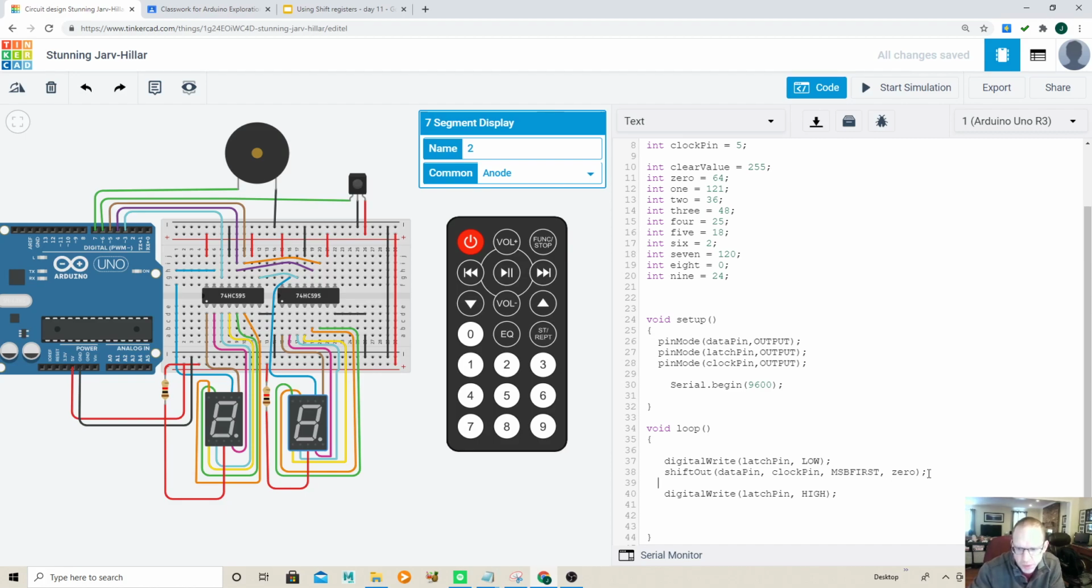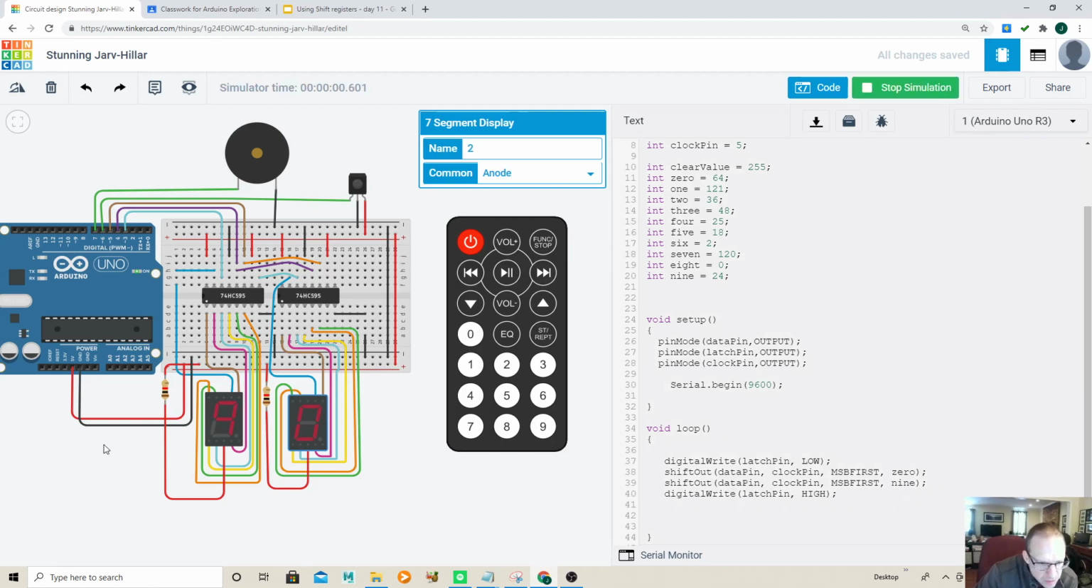Now, let's say we want to do another one. Let's copy this one, and we're going to send in our second byte. This is going to be the register that's closest to us, closest to the Arduino. Let's not do 0 this time. Let's do 9. So what's happening is the first byte is getting sent over to this part of the Arduino, and then the second byte is getting sent here.